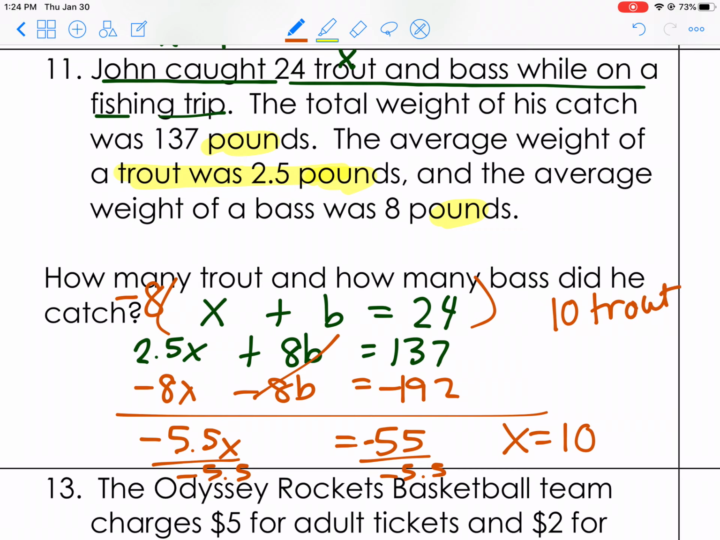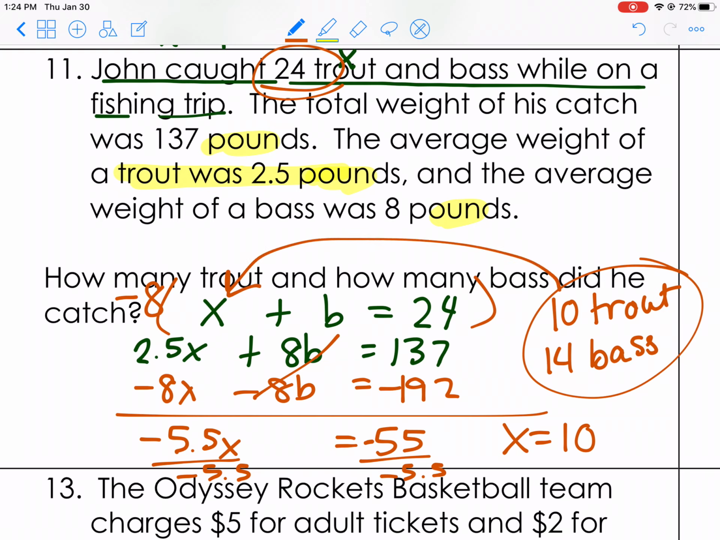Okay, I recommend that you pause here and see if you can figure out how many bass. Because he caught 24 fish total, and 10 of those are trout, I could do 24 minus 10 to find out that the others, there's 14 bass. I could also substitute it into this equation, right? 10 plus b equals 24.